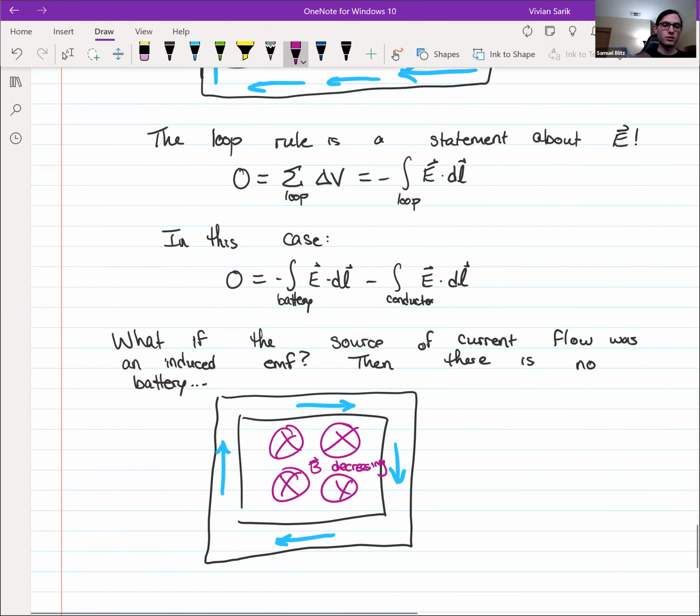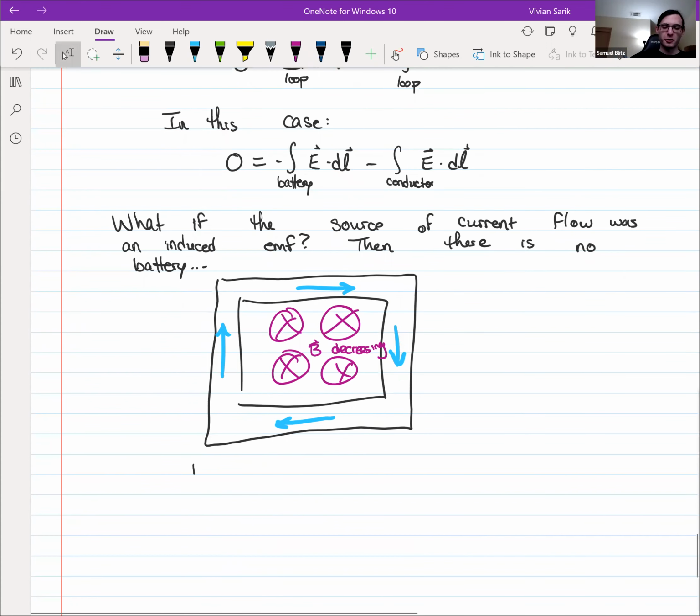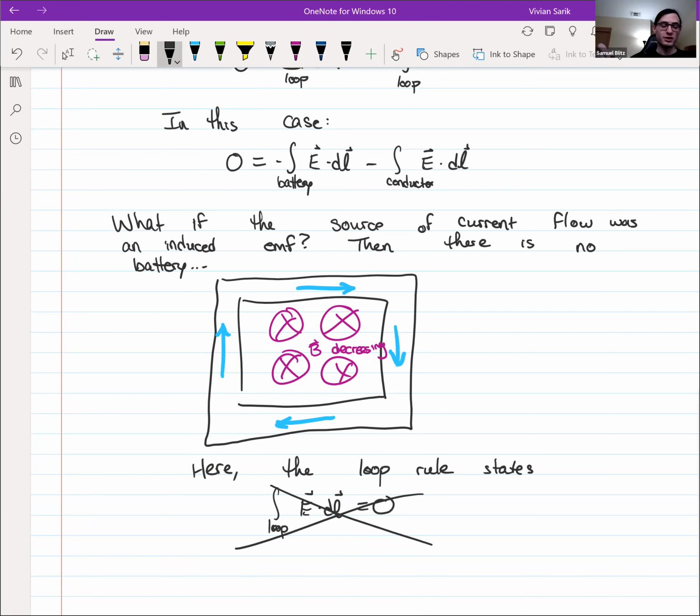So I'm almost done. Here, the loop rule states that an integral around the loop of E dot dl is equal to 0. But this is wrong. It has to be wrong, because that would mean that the electric field is 0, which would imply that the current is 0. And we know that there is current flowing. So that formula has to be wrong. It cannot be the case that the integral of the electric field around a loop is 0. Just can't be true.